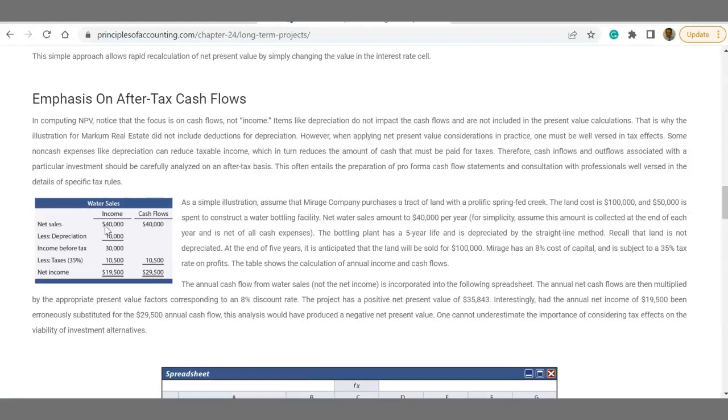of specific tax rules. So here we have an income of, let's say, $40,000 net sales, less depreciation of 10,000. That gives us income before tax of only 30,000, and that $30,000 times 35% tax rate will be 10,500. That means net income will be $19,500. So cash flow will be $40,000 from sales less tax of 10,500. So net cash flow will be $29,500.